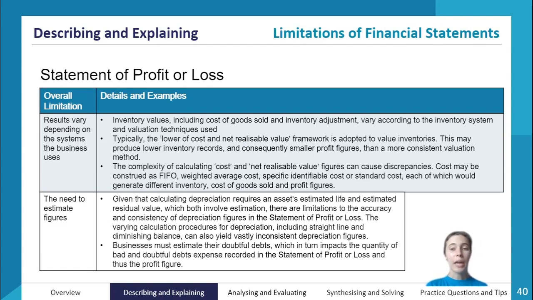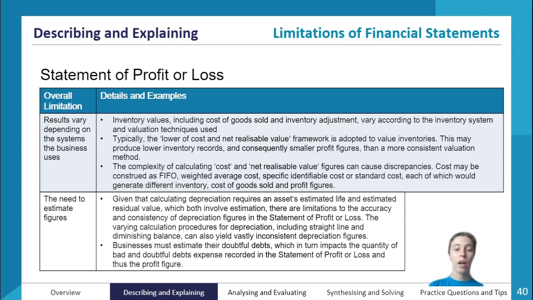There are some limitations of the financial statements, and so we're going to go through those now. The first ones we'll look at are for the statement of profit or loss. This has some overlap with the statement of financial position as well, though. So the first one, results vary depending on the systems that the business uses.